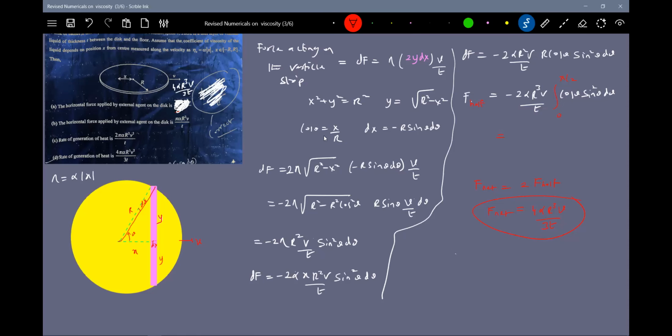Just simple, you have to find the rate of generation of heat. So rate of generation of heat means power. So 4 alpha r cube v square by 3t. Pi should not have been there.